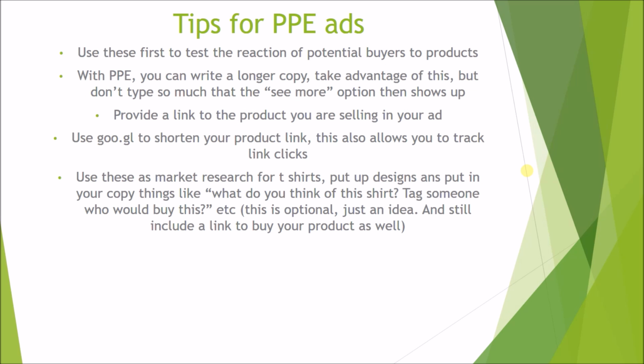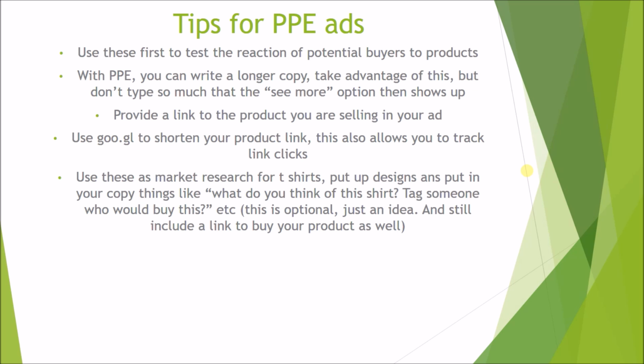So some tips for PPE ads are: try and use these first to test the reaction of potential buyers to products. And with PPE, you can write a longer ad copy. So take advantage of this, but don't type too much to the point where the see more option then shows up, because you don't want people to have to click more buttons than they have to. And in your PPE ads, make sure you provide a link to the product that you're selling in your ad, because you still want it to be able to generate sales. And you can use GOO.GL to shorten your product link, and this also allows you to track link clicks, which is very helpful.